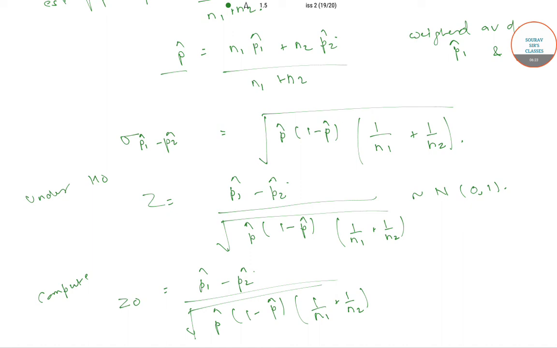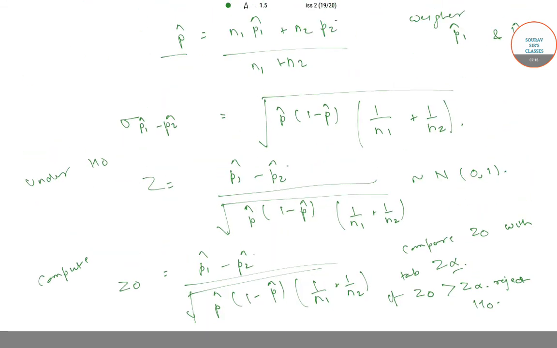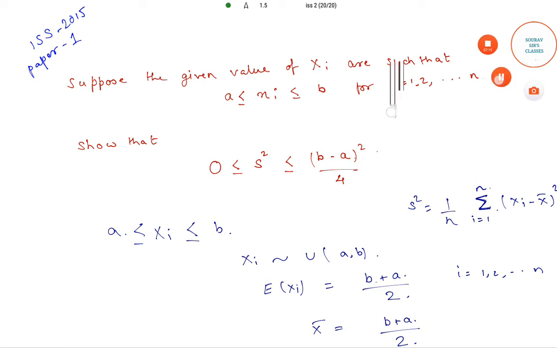Now we will compare this Z0 with the tabulated Z alpha, where alpha is the level of significance. If Z0 is greater than Z alpha, then we reject H0. Otherwise, that is when Z0 is not greater than Z alpha, H0 is not rejected. So this is the test.